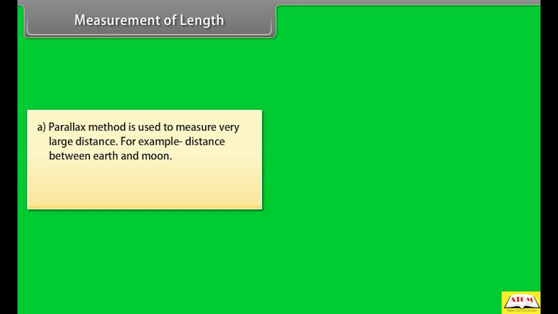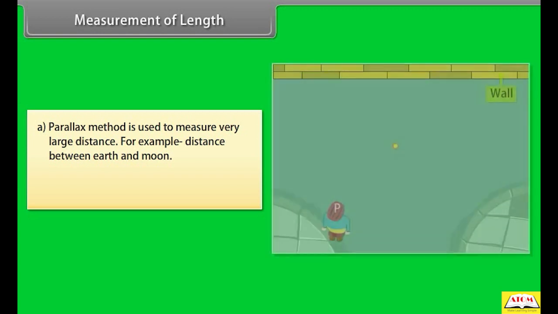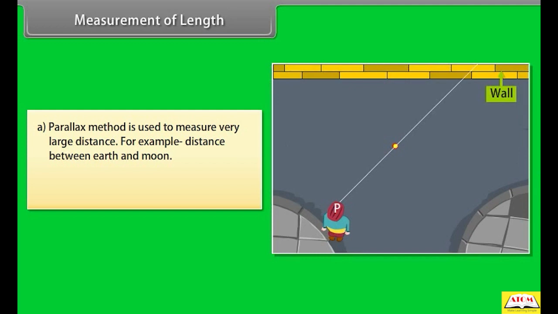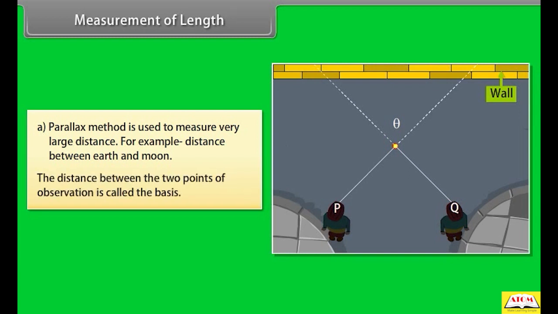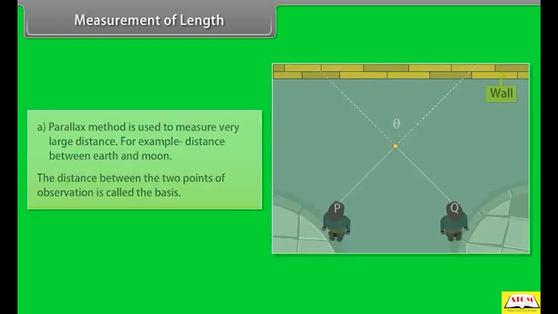A. Parallax method is used to measure very large distances, for example, the distance between Earth and Moon. Let us understand with an example. A girl is observing a rod against a wall from 2 different points P and Q. She notices that the position of the rod seems to change with respect to the wall. This is known as parallax. The distance between P and Q is called the basis.